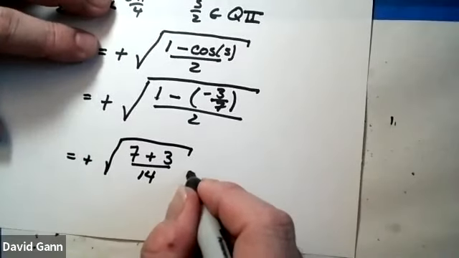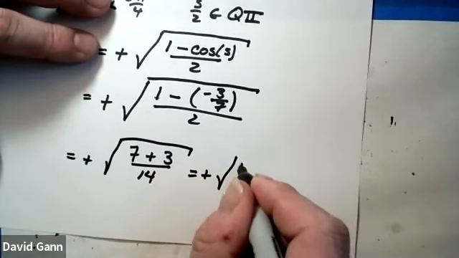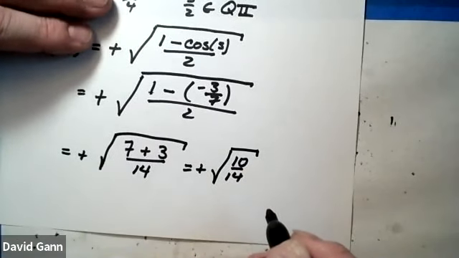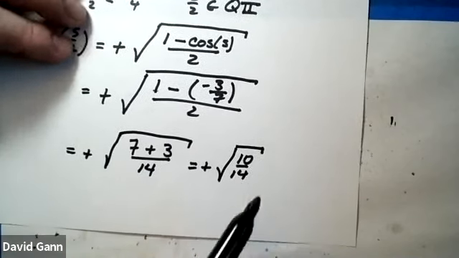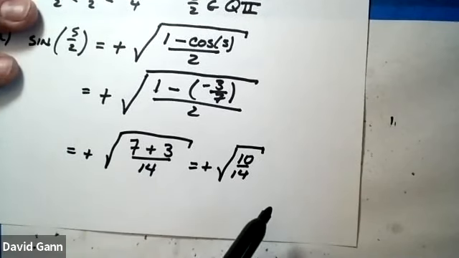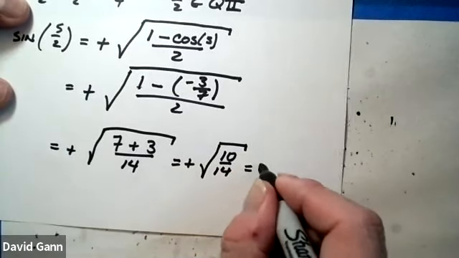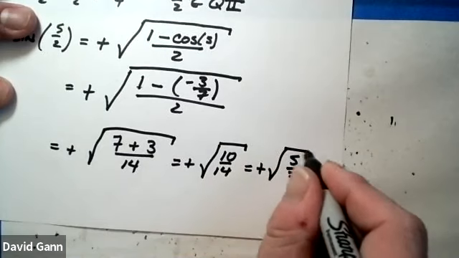which happens to be equal to positive square root of 10 over 14. It may have been a while since you've dealt with rationalizing these kinds, but anytime you have a fraction where it's not in least terms, it makes sense to do that first. So we end up with plus square root of 5 over 7.